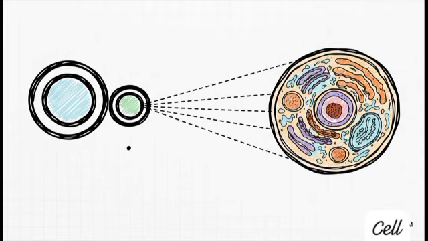For example, if you're looking through a standard 10x eyepiece and you've clicked a 10x objective lens into place, 10 times 10 gives you a total magnification of 100x. This means whatever you're looking at appears 100 times larger than its actual real-world size.